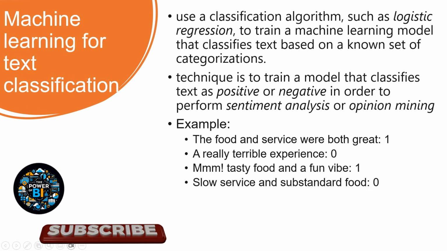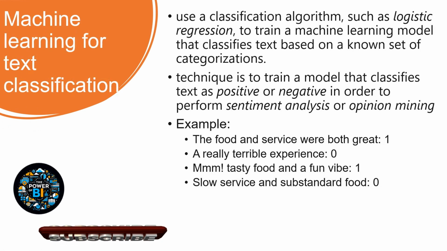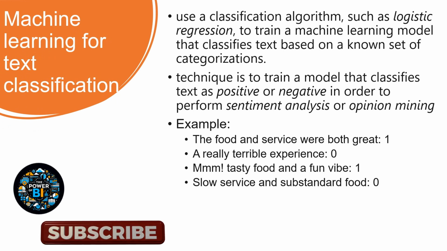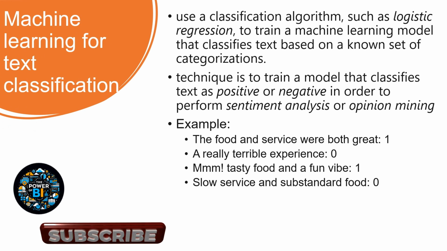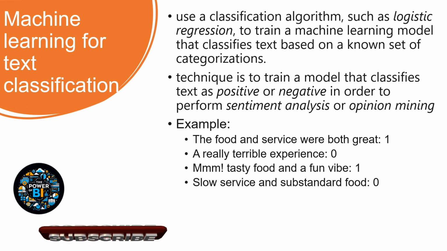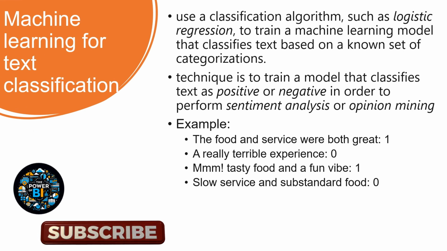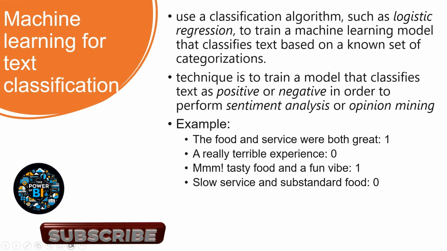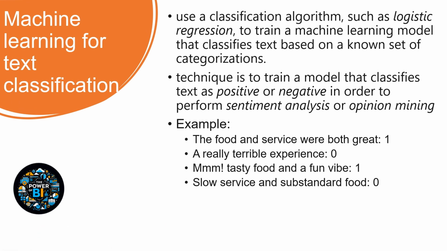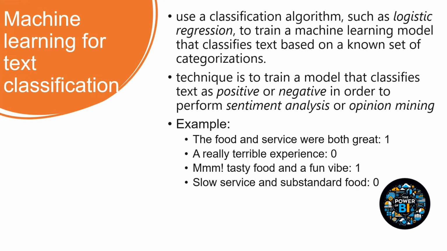This is basically some of the understanding of text analytics. We incorporate machine learning techniques as well, such as logistic regression, to train a machine learning model that classifies text based on known categorization. A common application of this technique is to train a model to classify text as related to sentiment analysis or opinion mining. For example, "the food and service were both great" is positive, or 1, while "a really terrible experience" gives 0. "Tasty food and fun vibe" gives 1. "Slow service and substandard food" gives 0. With enough labeled reviews, you can train a classification model using the tokenized text and features, with the zeros and ones as the sentiment. Review words like great, tasty, and fun are more likely to result in positive sentiment, while words like terrible, slow, and substandard are more likely to return zeros.